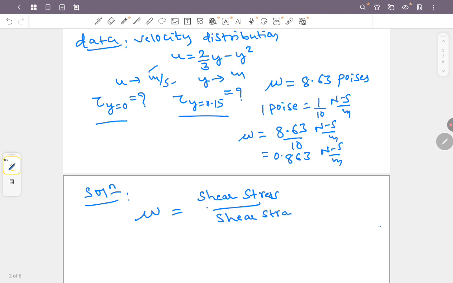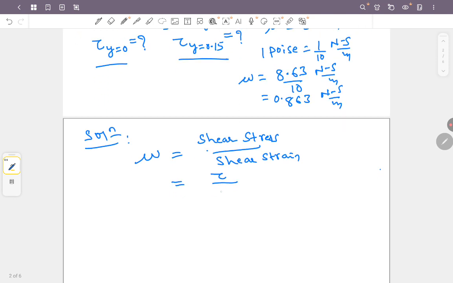Shear stress, the notation is tau, divided by shear strain, is change in velocity divided by change in distance. This is the general formula.